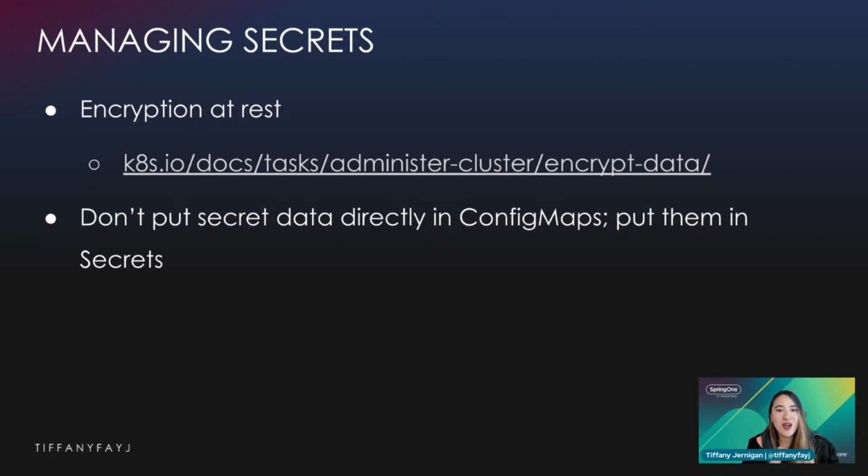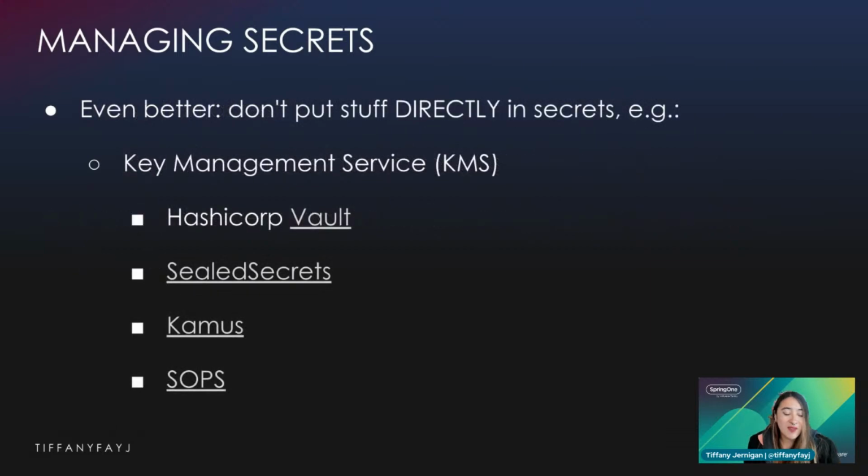Also, please do not directly put your secret data into your config maps. Use actual secrets and have your config map reference them instead. Even better, don't put stuff directly in secrets. Use something that will put them in there for you. The whole point is to avoid things like committing secrets to your Git repos, which might be obvious when you think about it, but it's definitely something that accidentally happens.